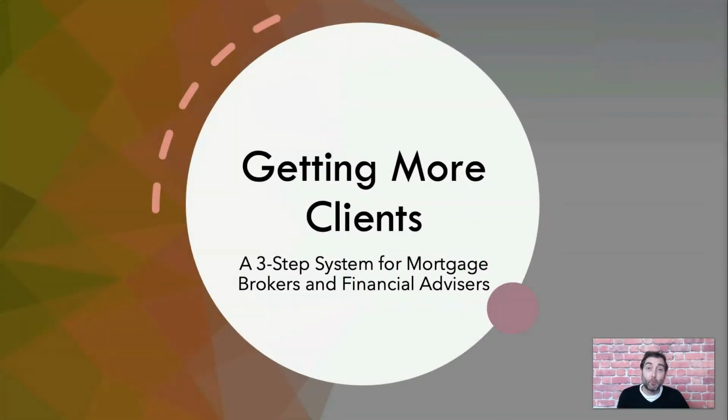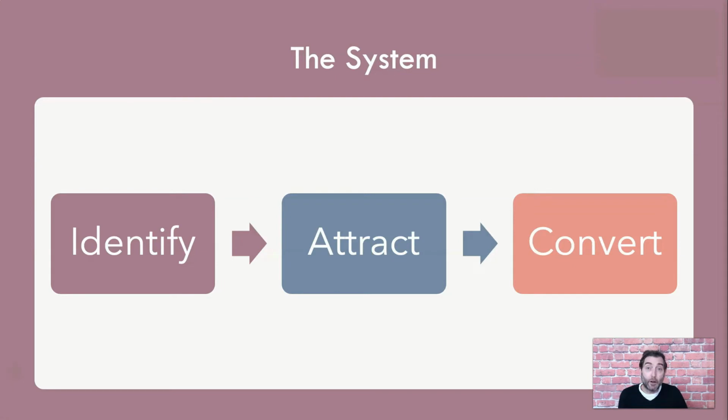So as I said previously, whenever I'm working with mortgage brokers or financial advisors to help them get more leads from their own websites, whether I'm doing that one-to-one or through my group coaching program, the framework that I follow with them is a three-step one. And those three steps are identifying your ideal client, which I talked about in a previous video, attracting that ideal kind of client to your website, and then converting them from being a visitor into being a warm lead.